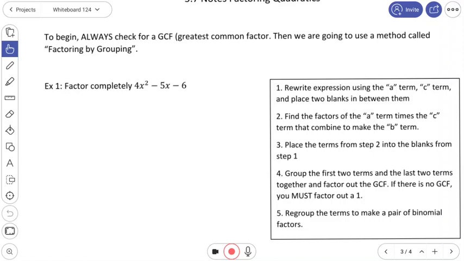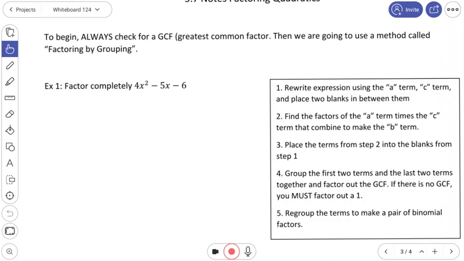All right, let's talk about factoring. You probably learned multiple ways of factoring in your Algebra 1 class. We are going to cover a way of factoring that works for all quadratic expressions if it is factorable. Okay, so to start, we always want to look for our greatest common factor.